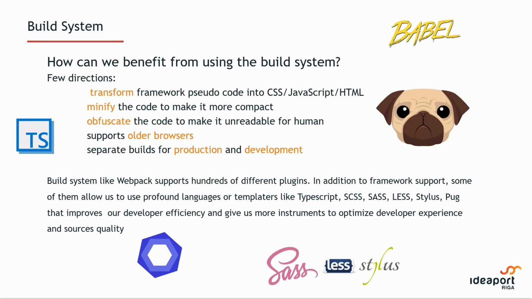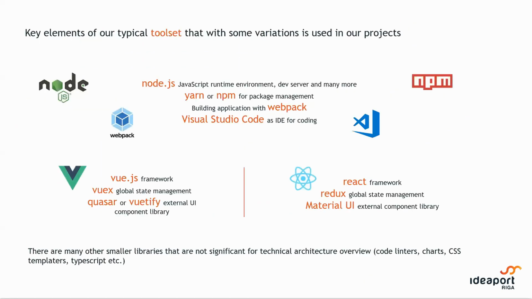We had an overview of the front-end technologies, and now we'll look in detail at the specific set of technologies that we use here in our company and embed into Siebel. Here you see more or less the key elements that we use in our toolset. There are many other smaller libraries, but they're not so significant for a technical architecture overview. It also may vary from project to project, depending on the project needs.